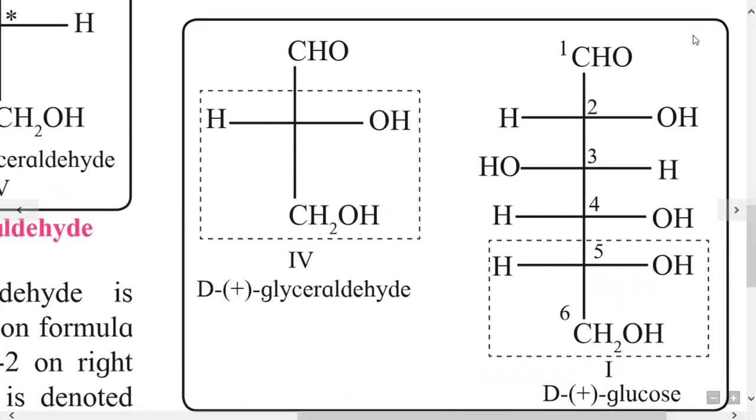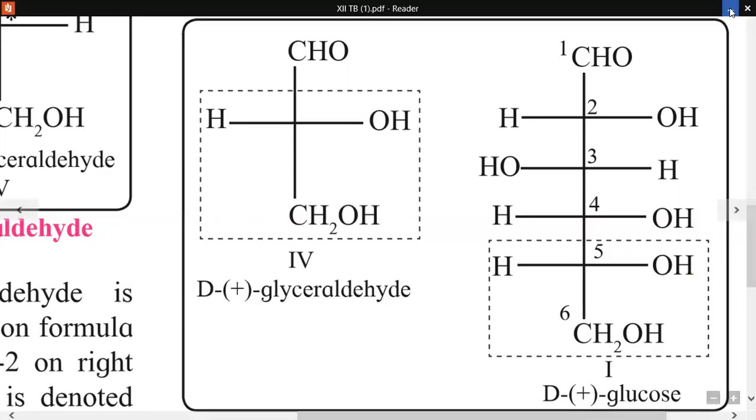One more thing: glucose has 4 asymmetric carbon atoms. So according to the formula, the number of optical isomers can be obtained by using the formula 2 raised to n, where n is the number of asymmetric carbon atoms, so 2 raised to 4. Therefore, 16 optical isomers are possible for glucose, and that is about optical isomerism in glucose.